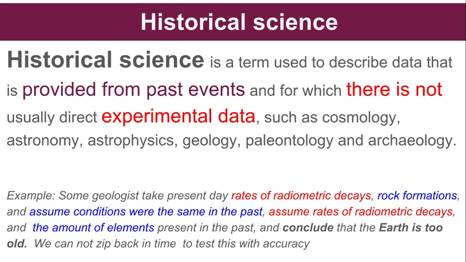We all have heard about the radiometric dating, and it is used in geology. Some geologists take present-day rates of radiometric decays and rock formations, and assume the conditions were the same in the past. Assume that we had the same rates of radiometric decays, the same rock formation, the same amount of elements that are present in the past, and conclude that the Earth is too old. And we cannot zip back in time to test this with accuracy, and they cannot zip back in time to prove this with accuracy. This is historical science.